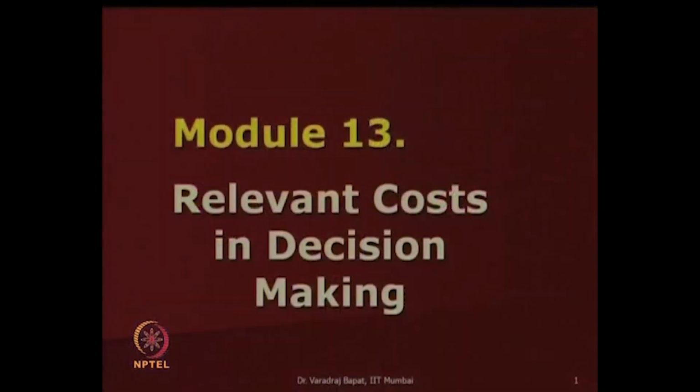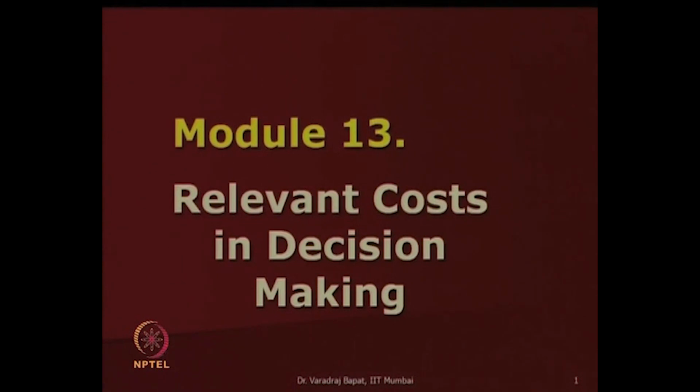Now, having understood the concepts of CVP, that is marginal cost, variable cost, fixed costs, how they affect relationship with the profit, then we have also discussed about PV ratio, break even point, and so on. Now let us continue to apply these concepts into decision making. For this, we will go into the next module, which is in continuation of the same concepts, that is the treatment of relevant costs in decision making.